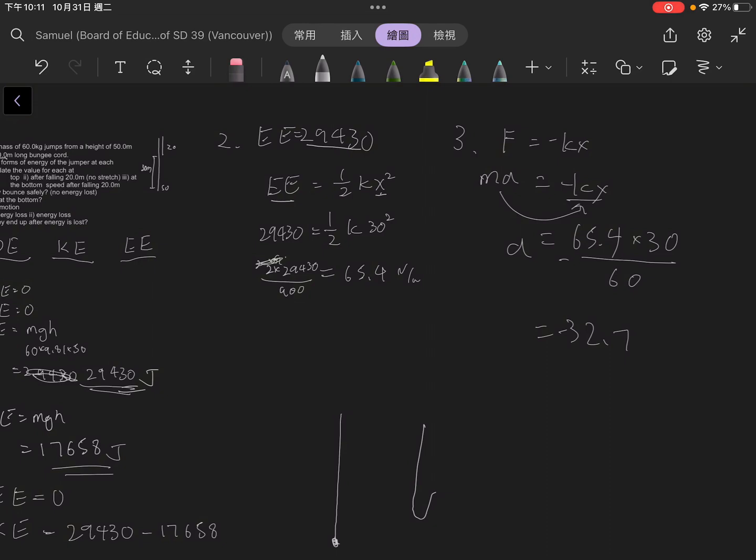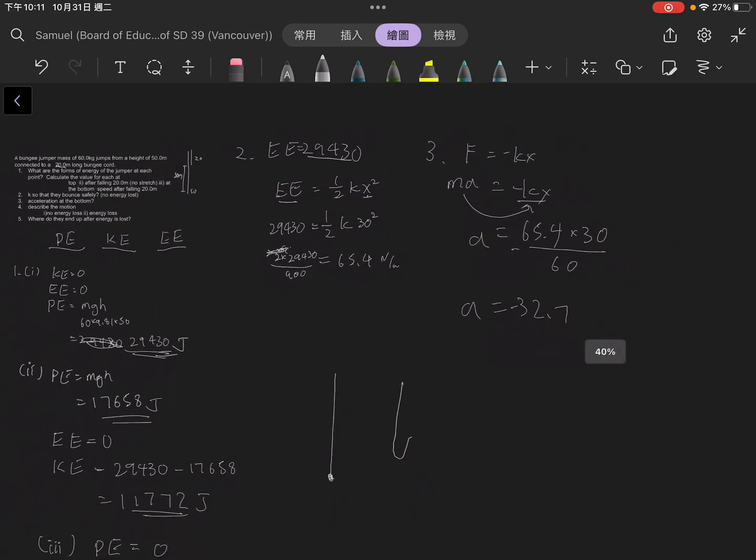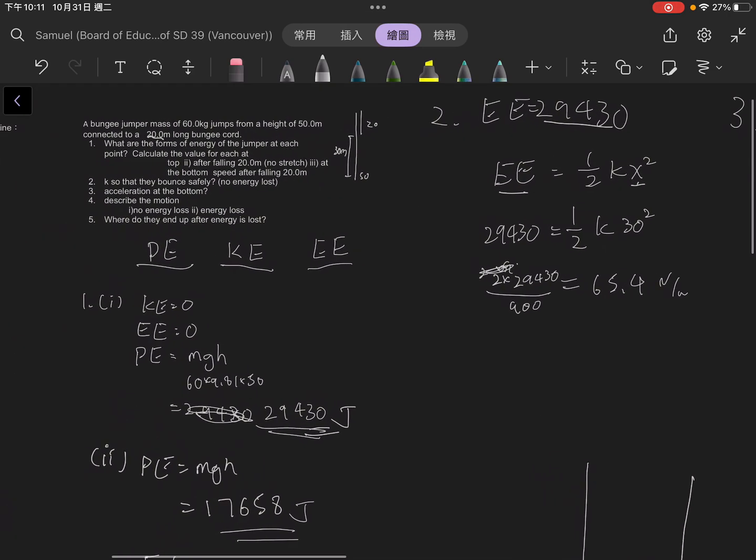Actually there's a negative, so negative 22.7, which means it's going up at the bottom. That makes sense, right? Like at the bottom it's pulling it up. Yeah, so that's for the third question.